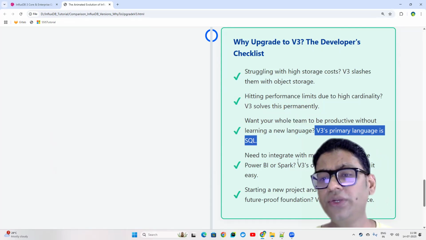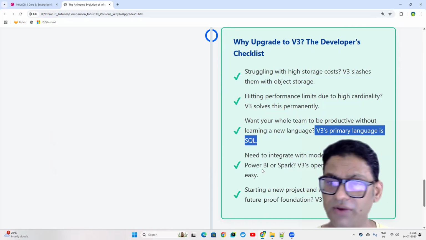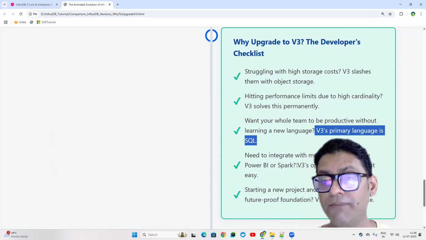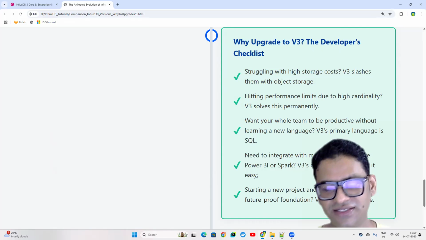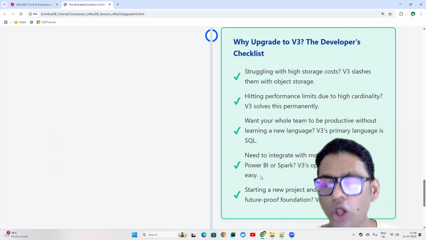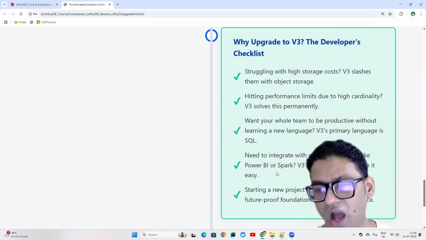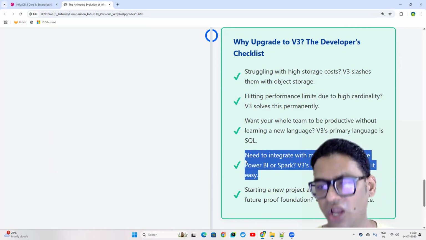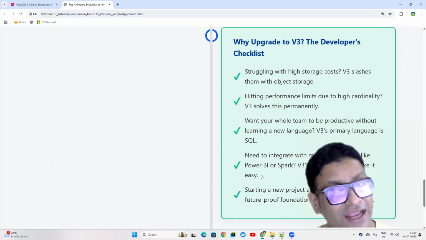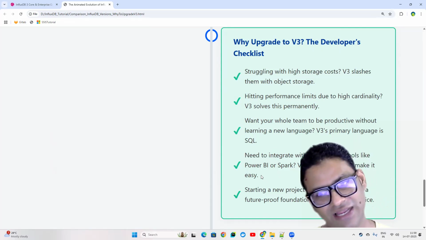The next one is, do you need to integrate with modern data tools like Power BI or Spark? That is a very important thing, because now we are saving data in Parquet format, and most of the tools in this area, for example Microsoft Fabric, Databricks, Snowflake, which provide the data for Power BI or Tableau or PySpark, this is where it is going to shine a lot, right? So V3 makes sure that you can use all the latest tools in the technology which is needed in your day-to-day work, especially with the AI advancement which is happening almost on a daily basis.